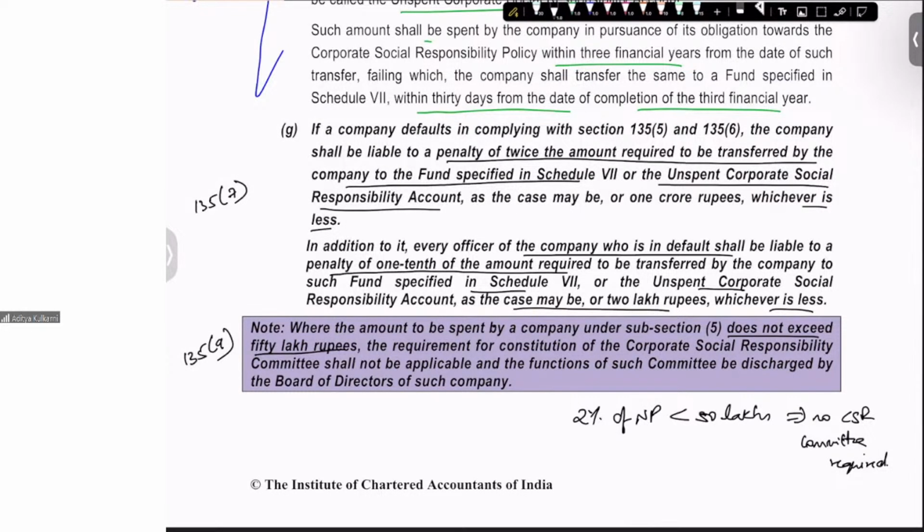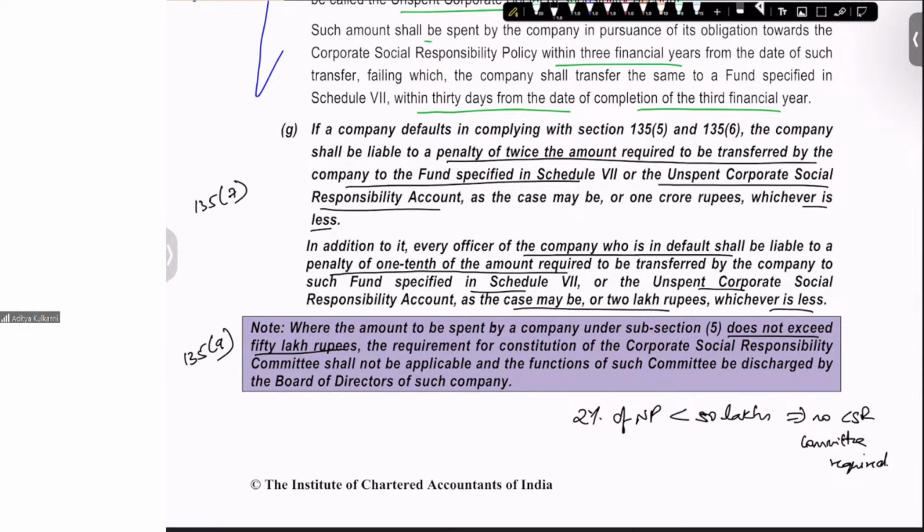Okay, so a quick recap. 135(1) gives the limits. If you fulfill the limits criteria, you will have to constitute a CSR committee. So this is 135(1). 135(2), composition of the CSR committee is to be disclosed. 135(3), what the CSR committee will do. It will tell where to spend. It will tell how much to spend. It will ensure that it monitors where the amount is spent. So that is 135(3). 135(4), disclose the CSR policy. Place the same on the company's website and ensure that the activities are duly executed. So that is 135(4).